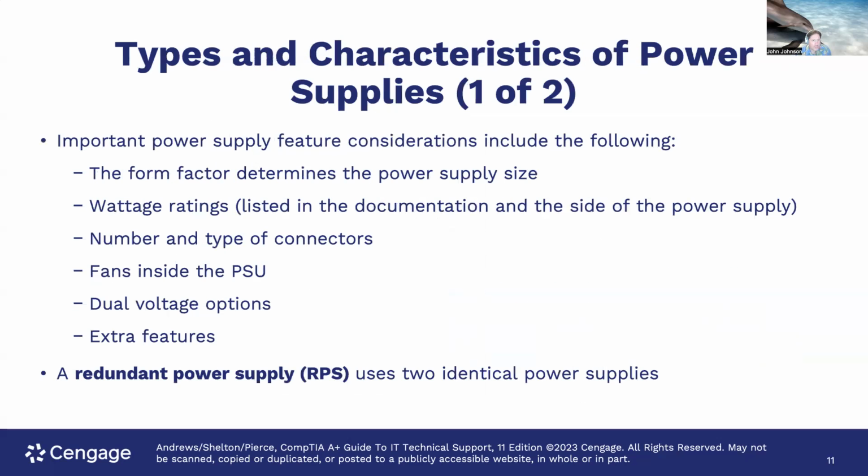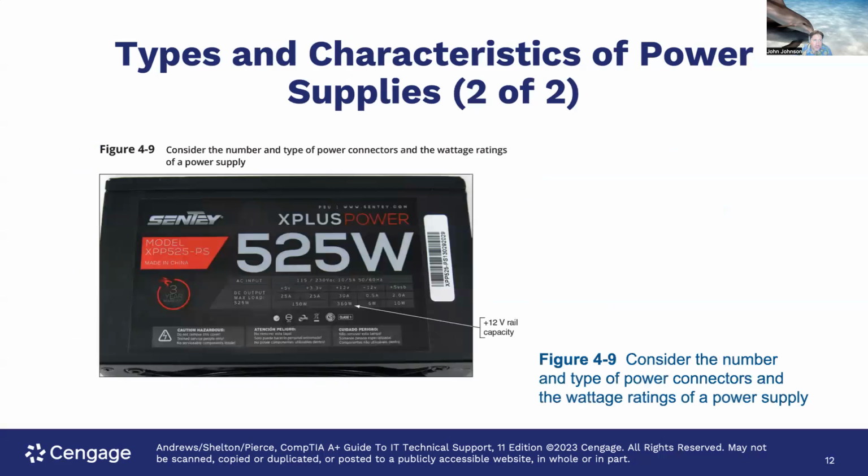So important power supply feature considerations include the following. The form factor determines the power supply size. The wattage ratings are listed in the documentation on the side of the power supply. Number and types of connectors that you're going to have. The fans inside the PSU, the power supply unit, and dual voltage options, extra features as well. And a redundant power supply uses 2 identical power supplies. So we'll get into that.